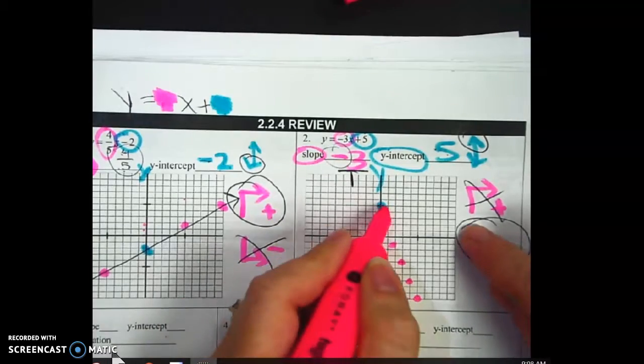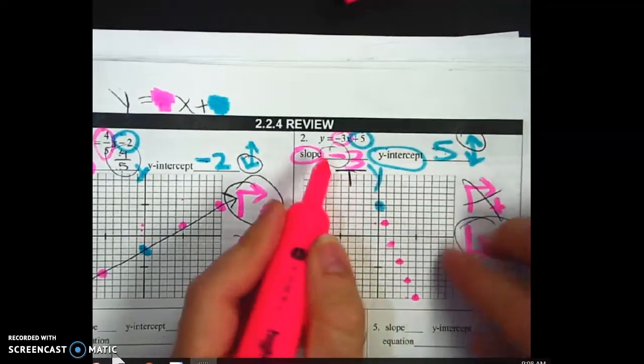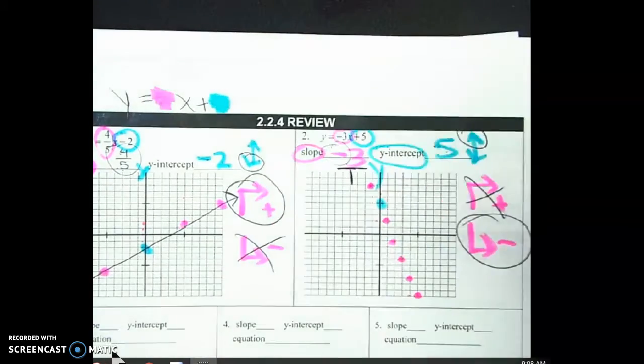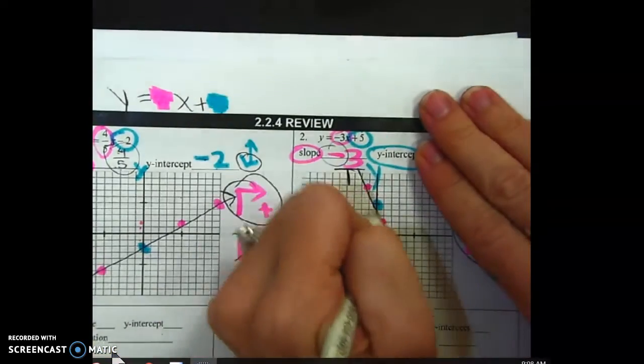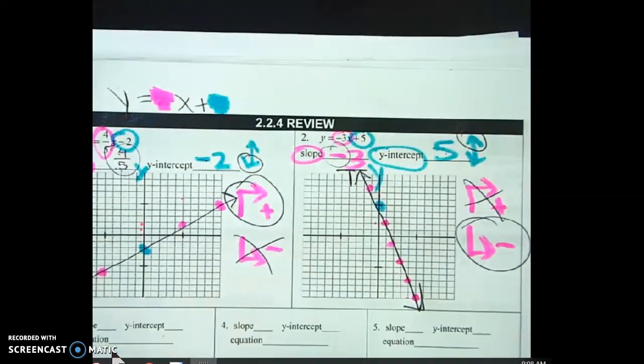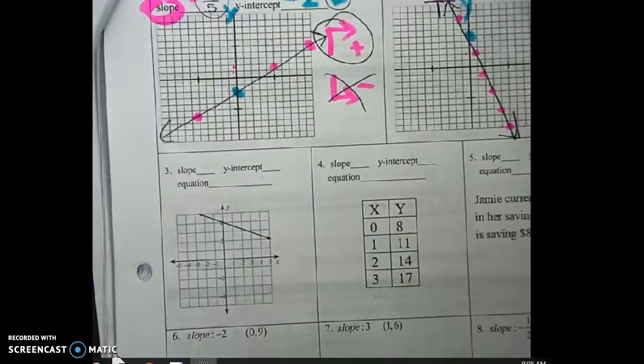This time I have to go up and left. So I'm going to go up 1, 2, 3, left 1. And that's all I can do. Now I draw a line and show that it goes forever. All right, let's go to the next one.